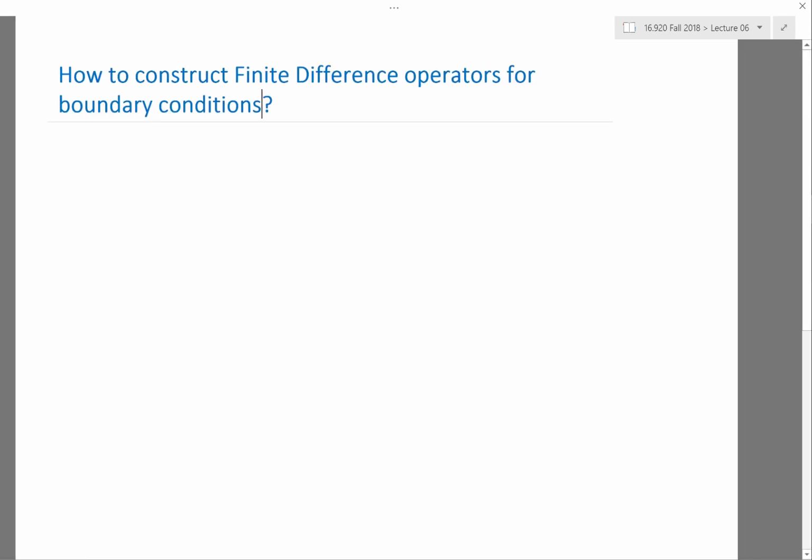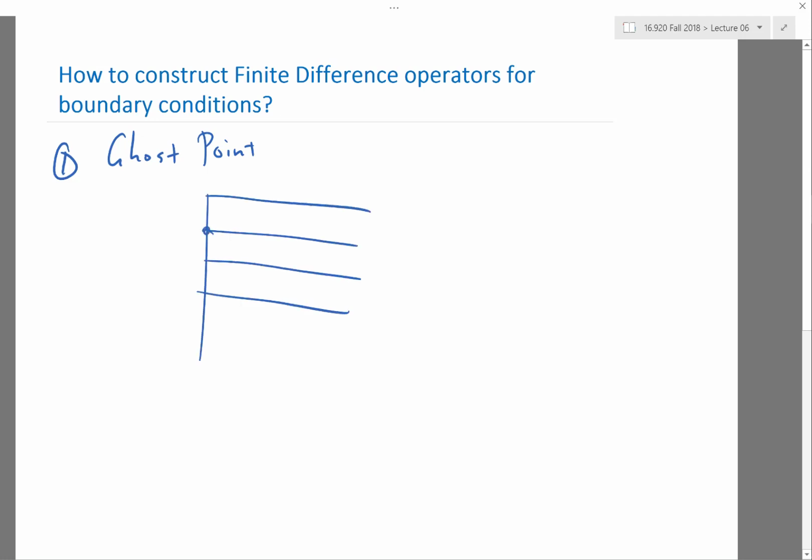So let me summarize. The first is a ghost point. Basically, you have a domain and you have your discretization, but I'm going to be constructing ghost points even beyond the domain for me to use. Okay, but the ghost point is not just involved in one discretization. The scenario where a ghost point is useful is when both the boundary condition and the interior can make use of the ghost point.